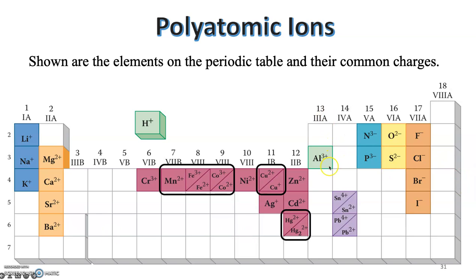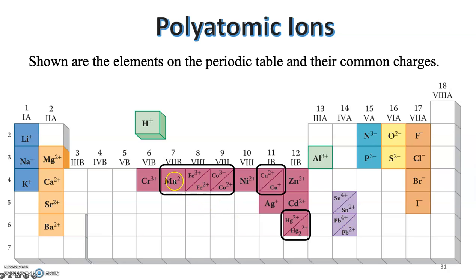For group 3A, you can see that aluminum can lose three valence electrons and become aluminum 3+. We also talked about the transition metals that can form more than one ion, like iron 3+, iron 2+, cobalt 3+, cobalt 2+, copper 2+, copper 1+, and mercury, and some for tin and lead that we talked about earlier.